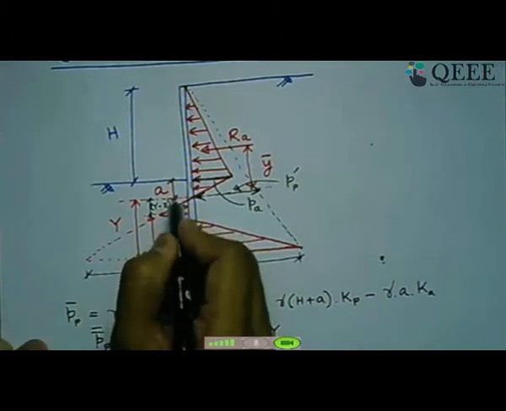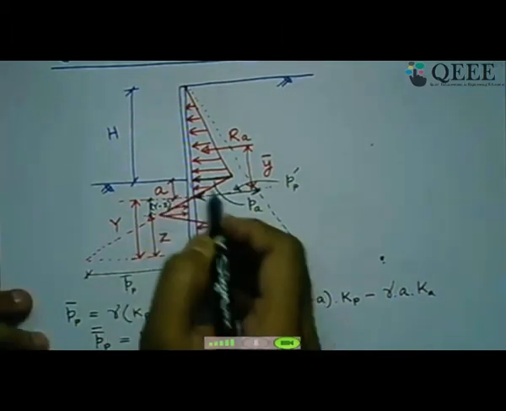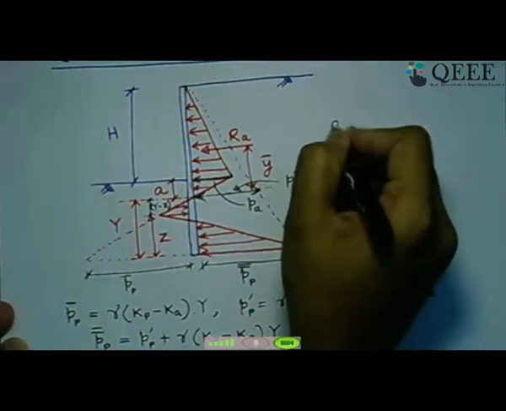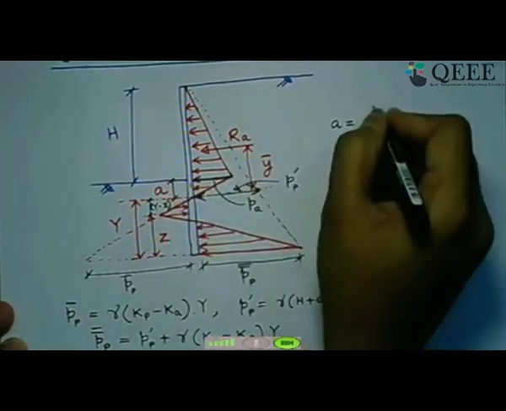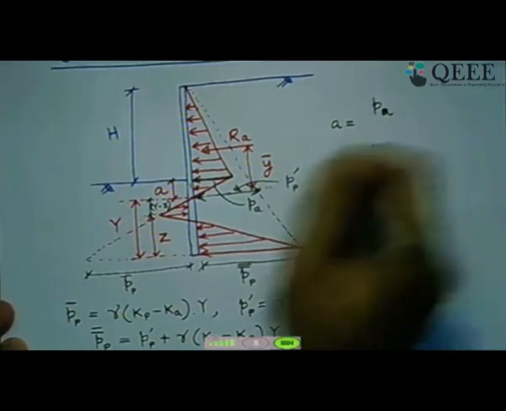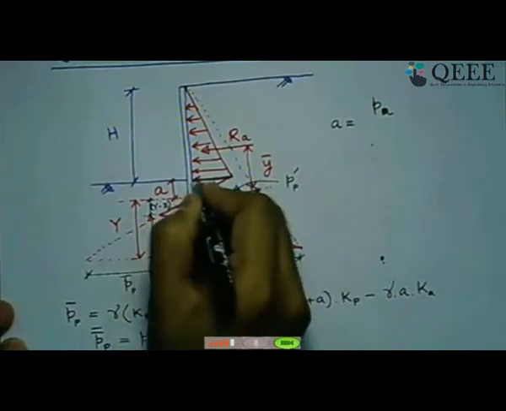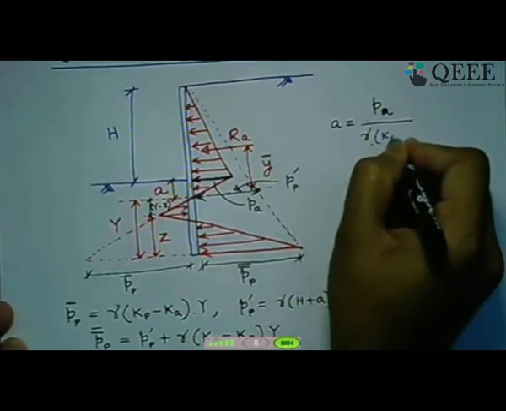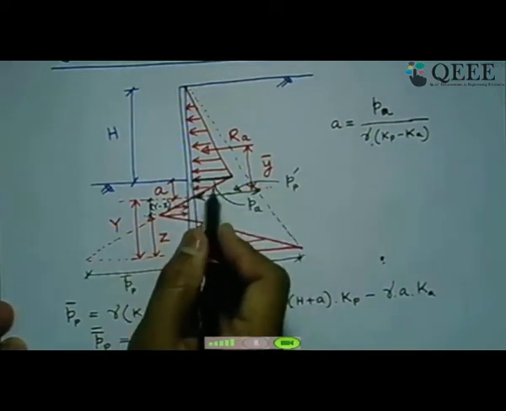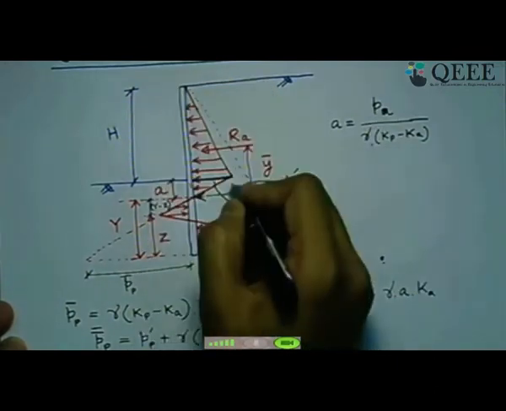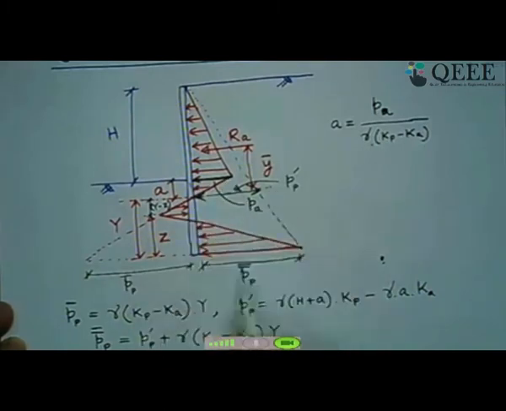Now how do we get the value of this distance a? That we will get from this value of intensity of pa. So if we write here small a, this distance is nothing but this small pa divided by gamma times Kp minus Ka, that gives me this distance a, because this side we have mentioned this is the resultant one, so it has to follow this once you have the active pressure acting at this level as pa.